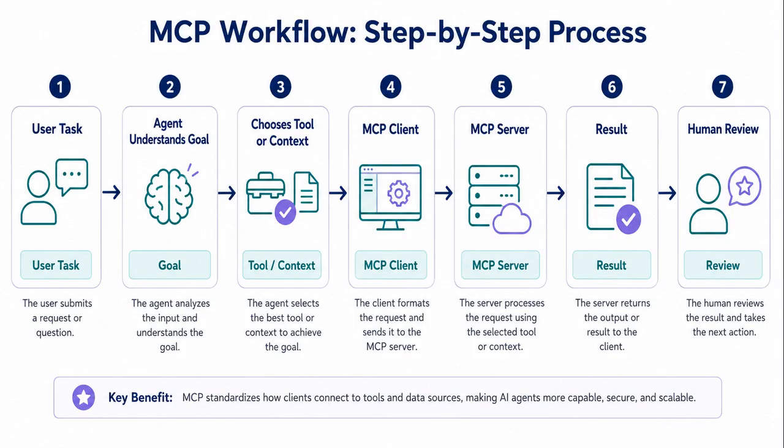Now let's look at how an MCP-powered agent works. A user gives the agent a task. The agent understands the goal. It decides what context or tool is needed. The AI application uses an MCP client to contact the right MCP server. The server returns data or executes a tool. The agent uses the result to continue the task. A human can review important actions before final completion.